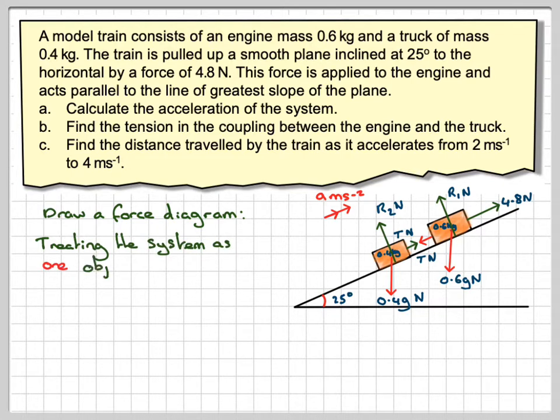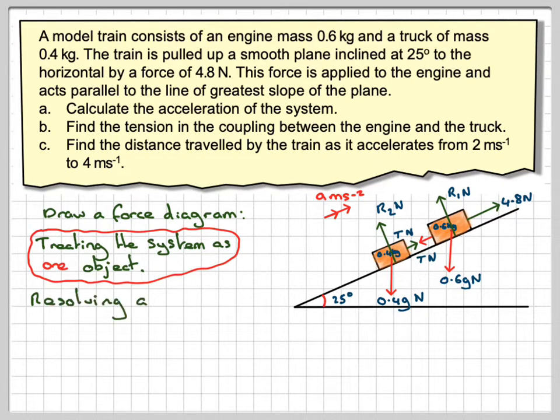So treating the system as one object, resolving along the slope, we have 4.8 minus... now, because we're going to treat this as one object, the total mass is 1 kilogram, so it's going to be 1.0 times g times the weight. Now, the weight component is the sine of this angle here, 25. It's always the same angle. So the weight is this one, but you're combining them together.